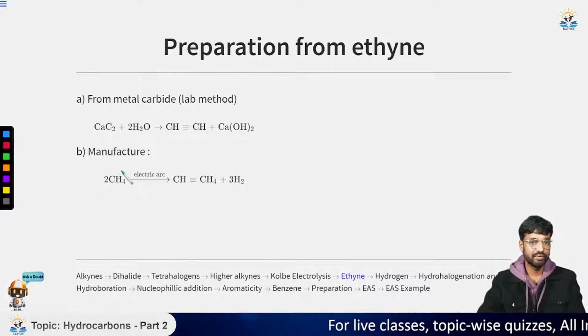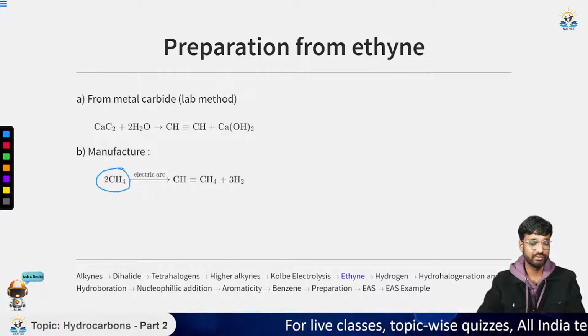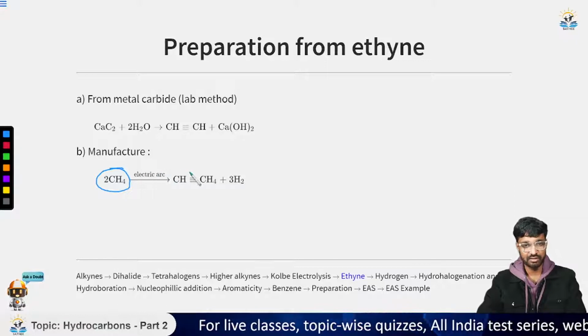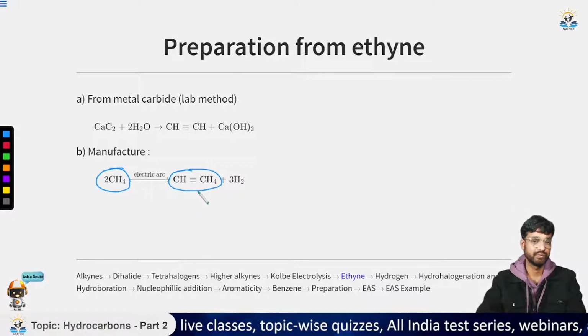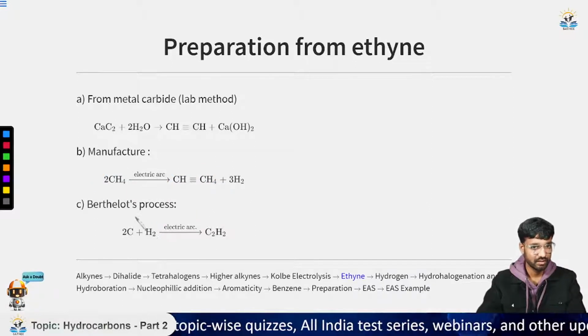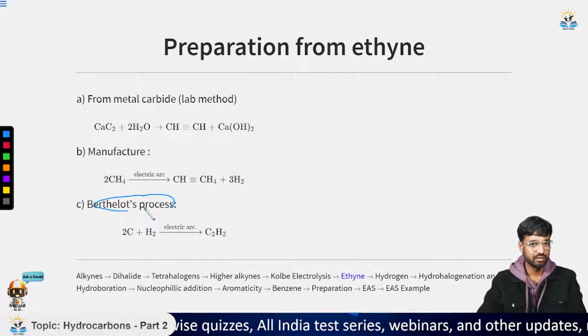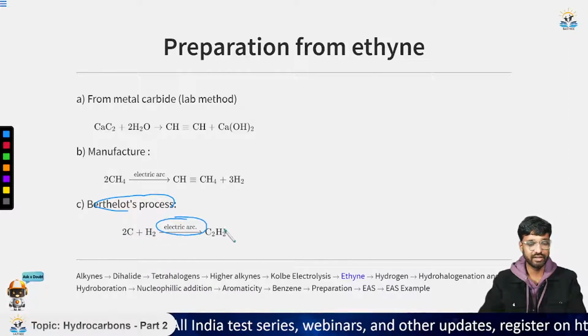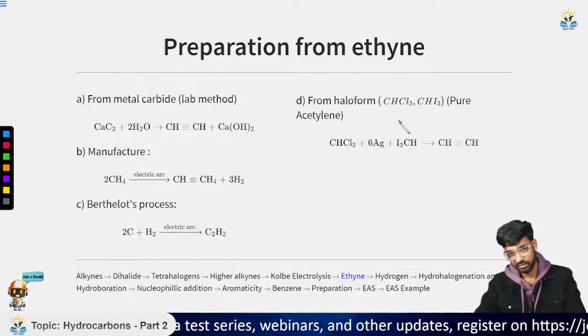Second, this is a manufacturing method which is used in industry. So we take simply this methane and pass it through an electric arc, then we will get this thing here, that is ethyne. Next is Berthelot's method. In this we take 2C and react with H2 in presence of an electric arc again, so we get this ethyne.